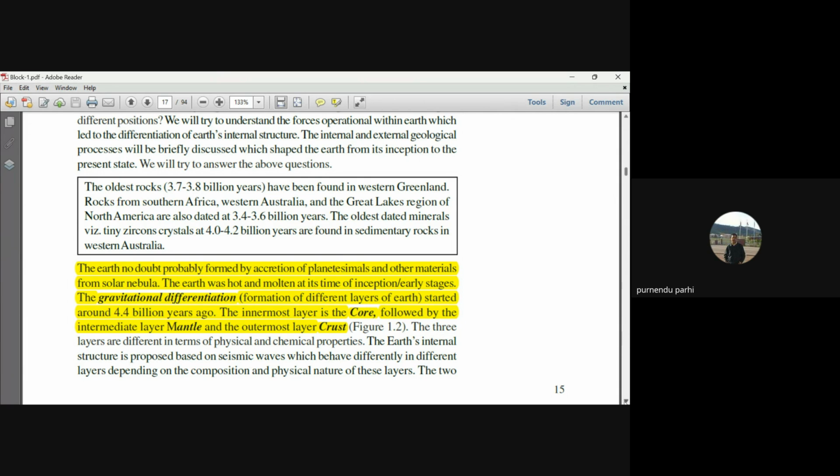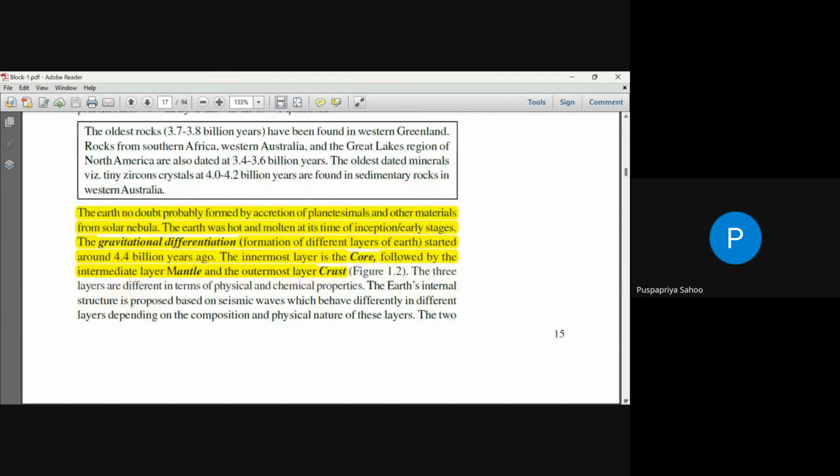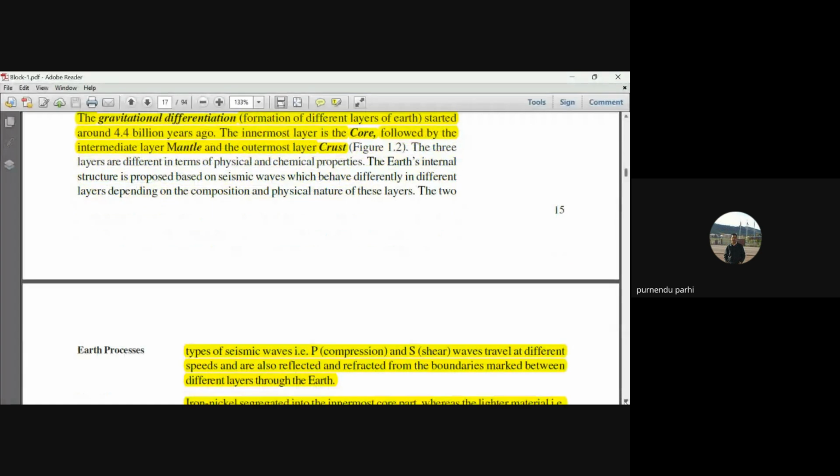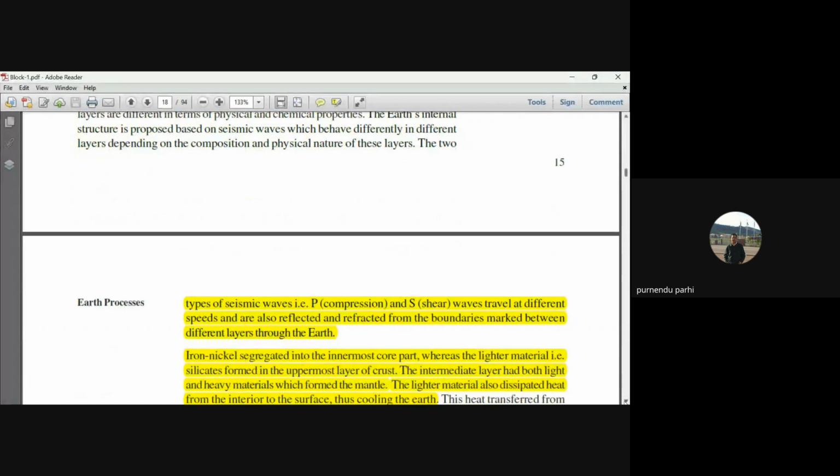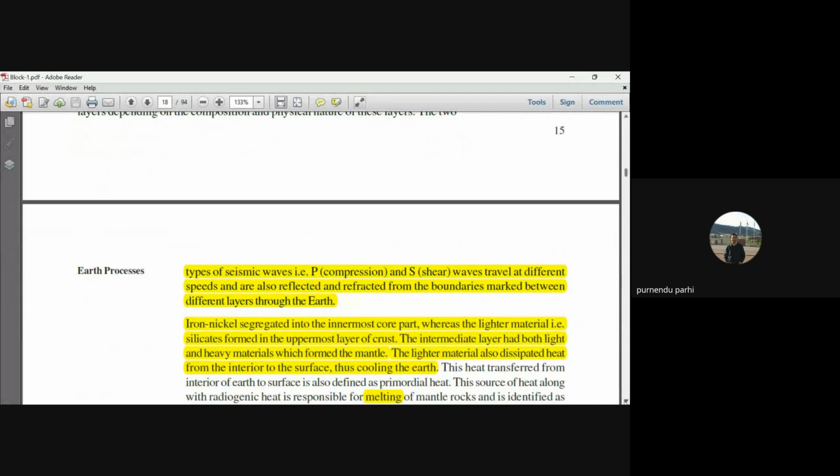The three layers are different in terms of physical and chemical properties. The Earth's internal structure is proposed based on seismic waves, which behave differently in different layers depending on the composition and physical nature of these layers. The two types of seismic waves, P, that is compression, and S, that is shear waves, travel at different speeds and are also reflected and refracted from the boundaries marked between the different layers through the earth.